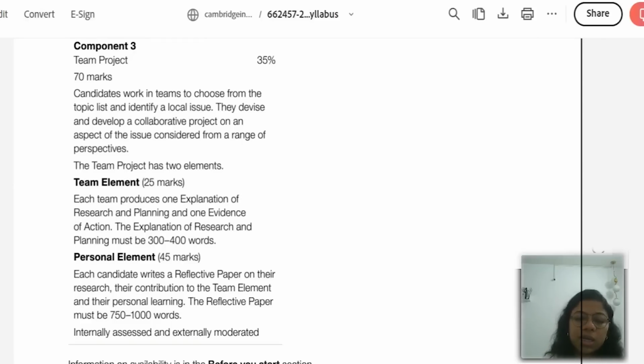Of course, we'll be discussing the suggested template, to be precise, to write the team element and personal element and individual report as well. All 3 things I am going to discuss with suggested templates so that it becomes easy for you all to start with the individual report, team project, and personal element.